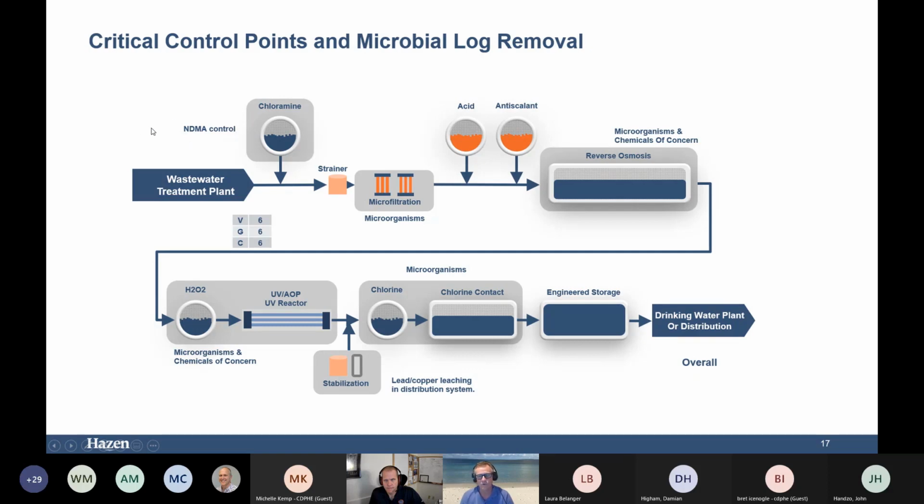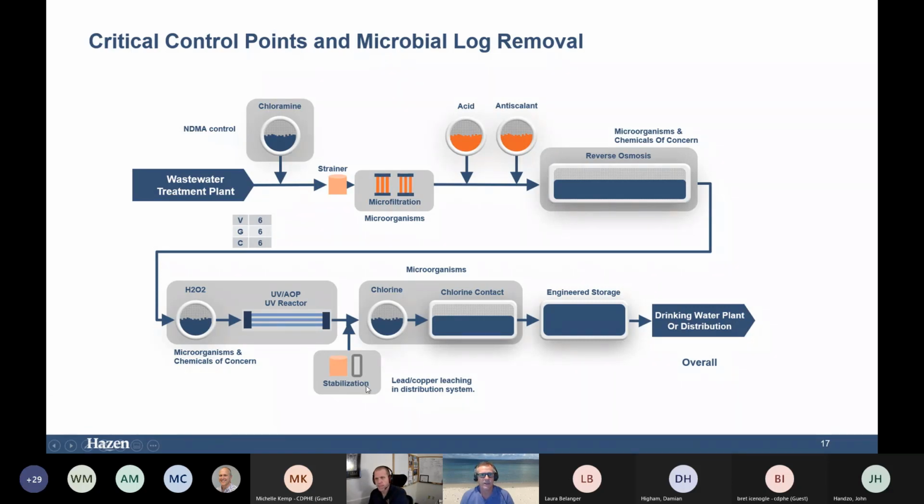NDMA is one of them. It can form some others as well. So this is a critical control point because we need to reduce and eliminate the hazard of those chemical formations as much as we can. And we have some monitoring around the way that we dose those systems, and dosing levels and dosing feedback, in order to ensure that we meet that.